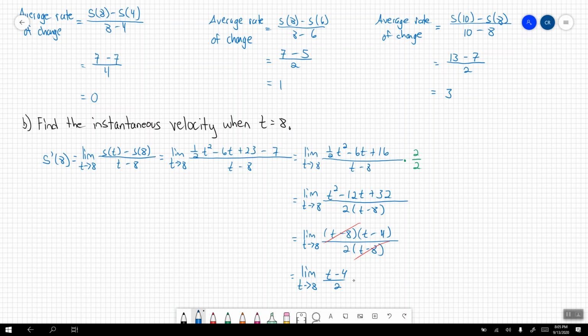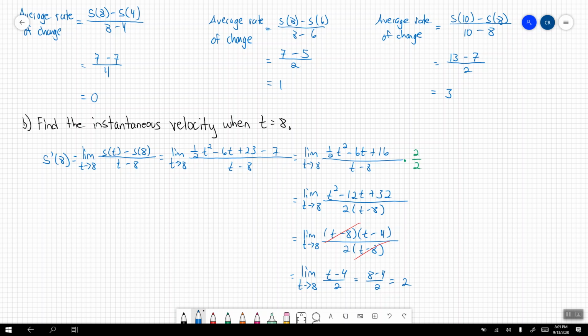Awesome. Now we can do direct substitution. So making a direct substitution here, the limit as t is approaching 8, we get 8 minus 4 divided by 2. 8 minus 4 is going to be 4, so 4 divided by 2, that's going to be 2. There we are. So what's the instantaneous velocity?